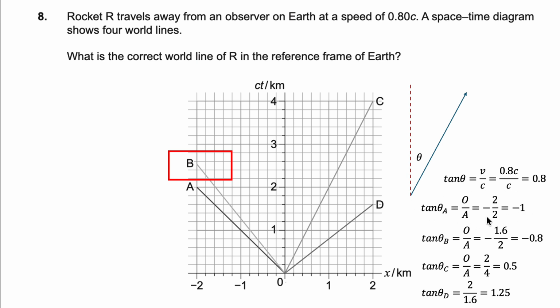One thing to pay attention to here is that the maximum angle which is possible is our theta A, because theta A gives an angle of 45 degrees, and that would be the angle made by light relative to the observer. Anything more than that would not be possible.